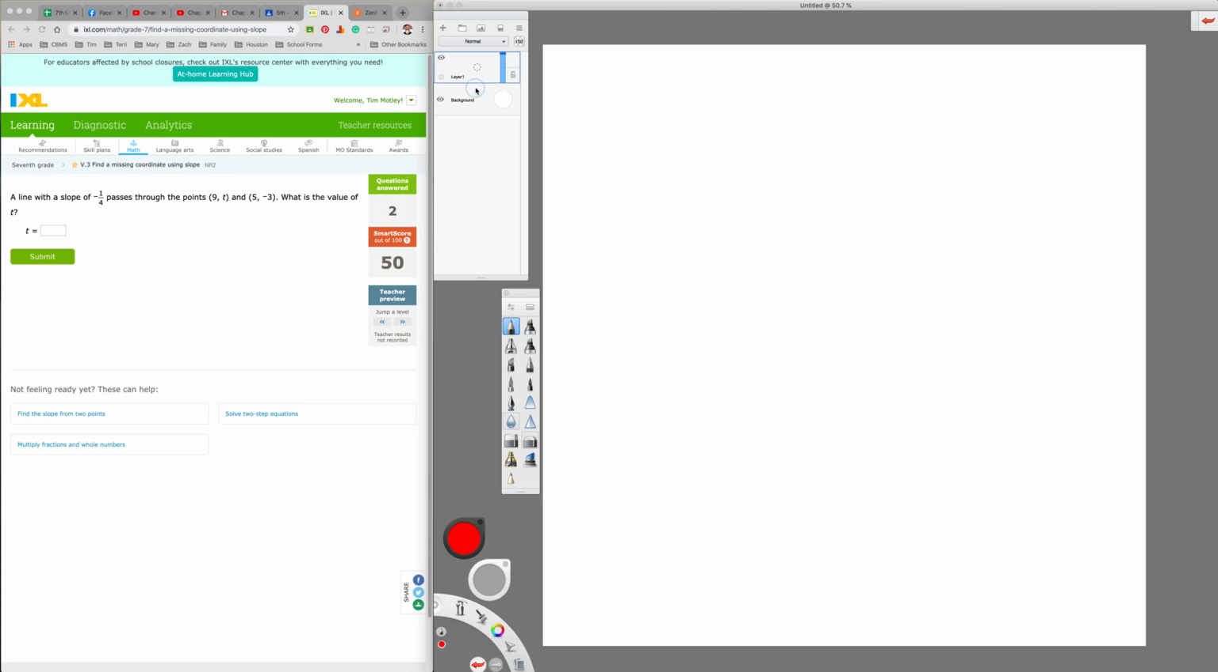This one has a fractional slope, but it really shouldn't make a difference here. So the slope equals the difference in the y's over the difference in the x's. I'm doing that real quick. The slope is negative 1/4. The difference in the y values, well, I have (9, t) and (5, negative 3). So the difference in the y values is t minus a negative 3 or negative 3 minus t. I'm going to subtract it this way.